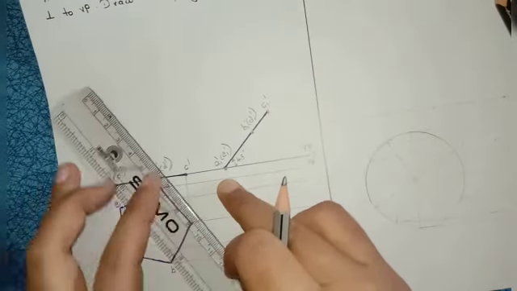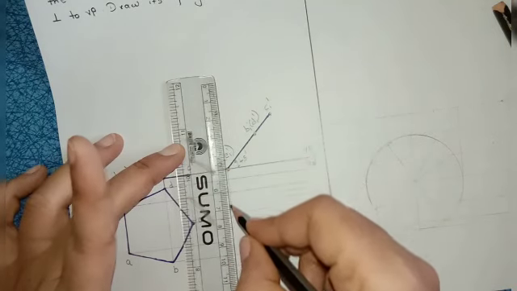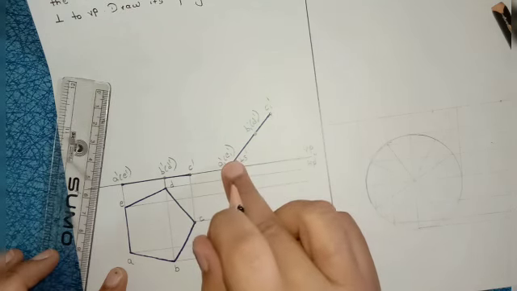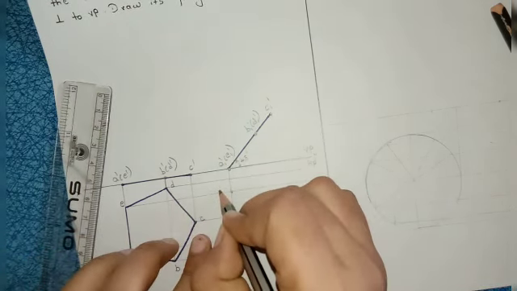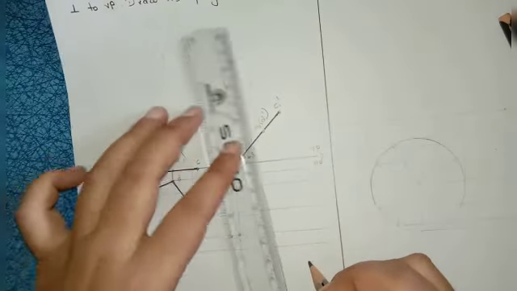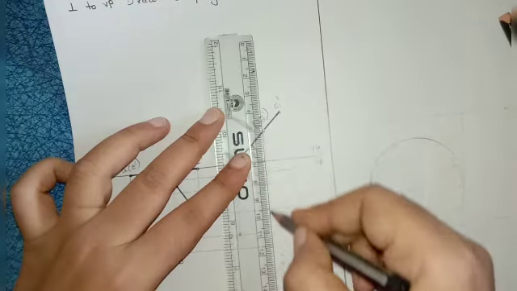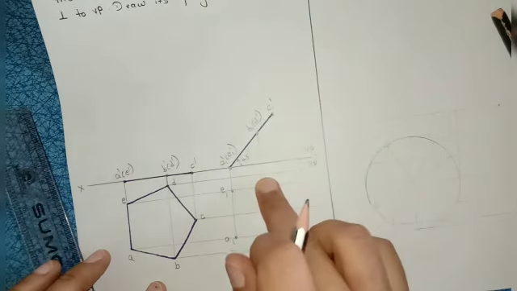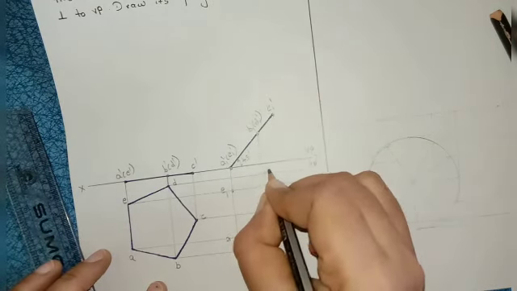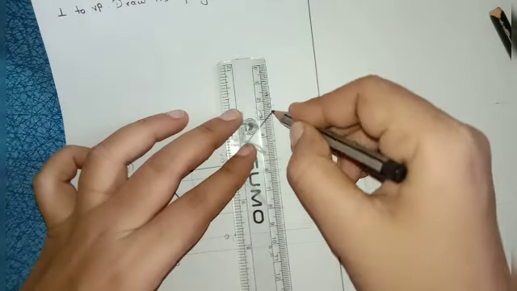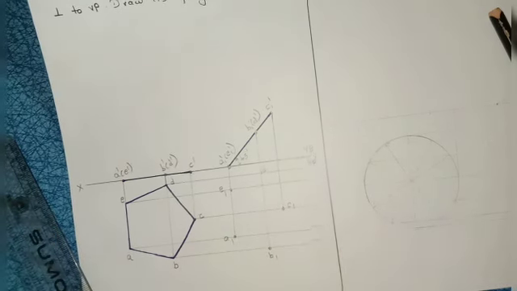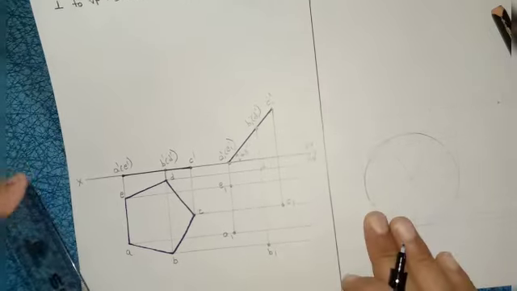Right, after that what I have to do, first point is A. From A draw a straight line till point A. Name it as A1. Next point is E1. Then from B1 draw a straight line till B point, name it B1. Next point is D, name it D1. Again from C draw a straight line till C point, name it C1.